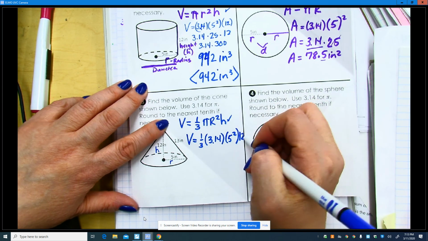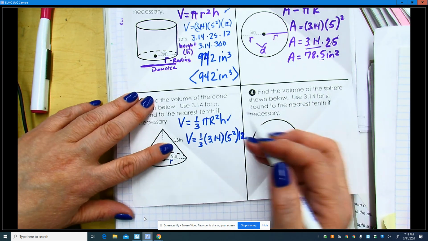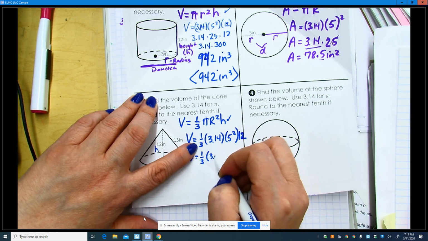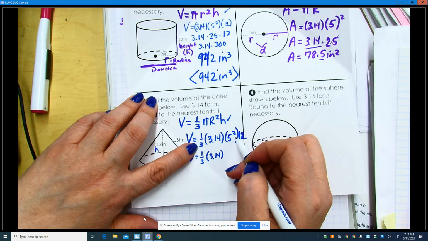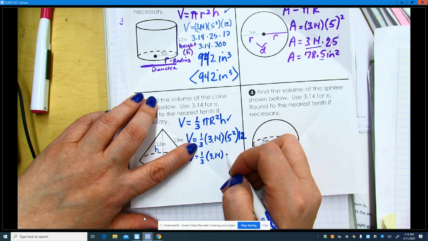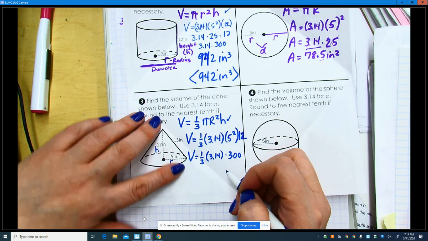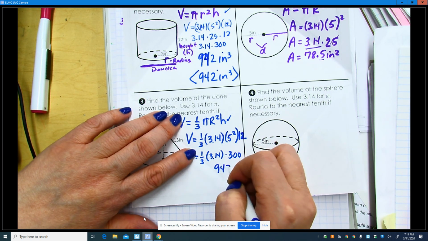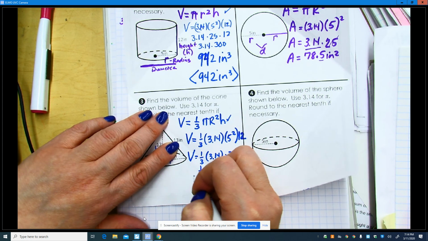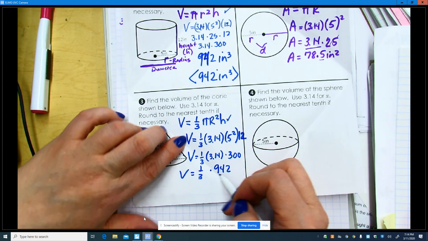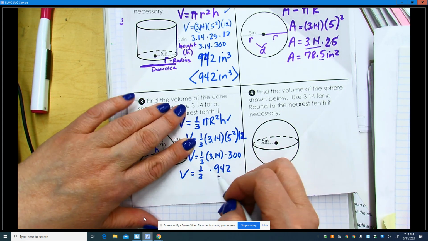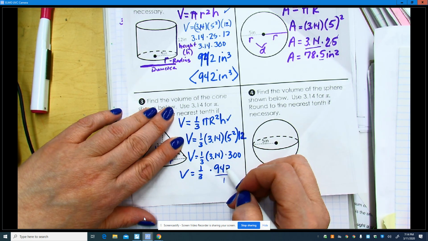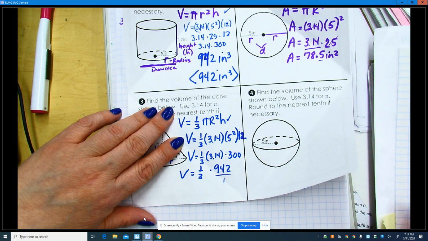Open this up, so 12. Based on the previous math we did, we should know that 5 squared is 25, and 25 times 12 is 300. And then we knew 300 times 3.14 was 942. Still have 1/3. And if I looked at this as multiplying fractions, I would do numerator times numerator, denominator times denominator. In other words, I would have 942 divided by 3.